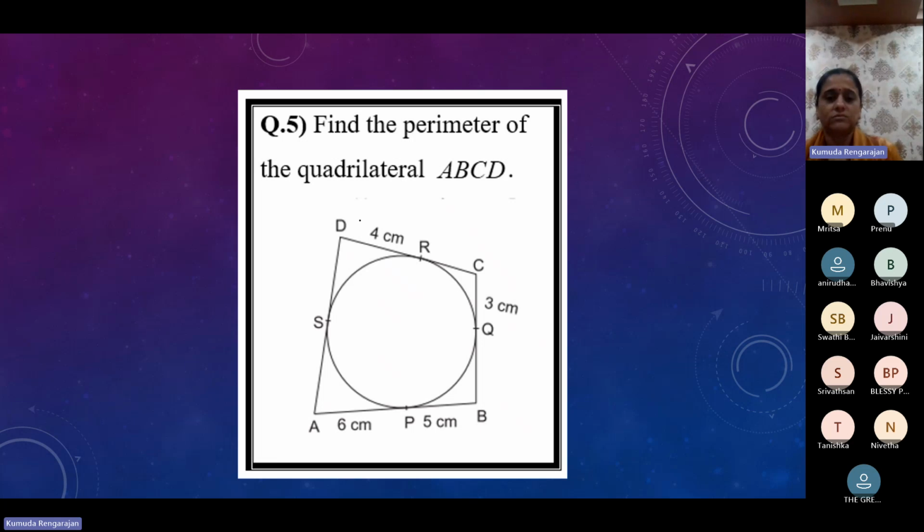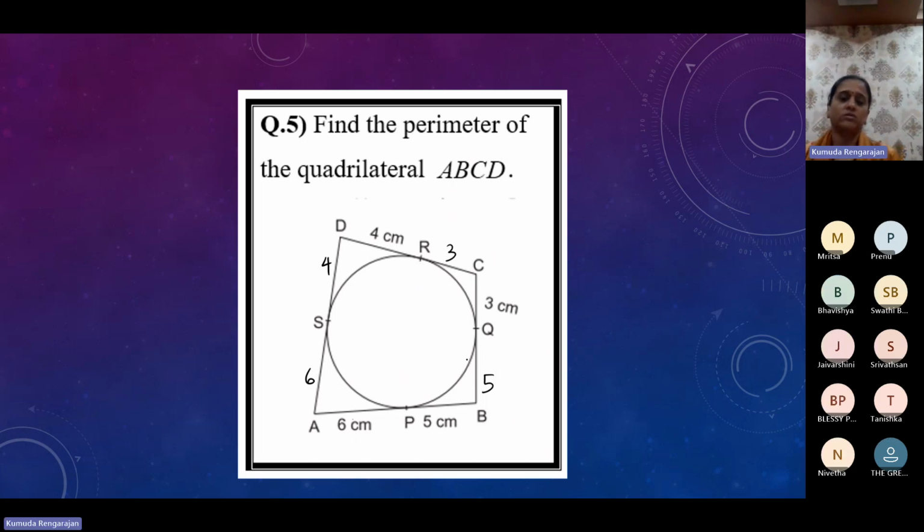Find the perimeter. So this is 4, this is 4, this is 6, this is 6, 5, 5, 3, 3. Now find the perimeter. You know all the sides, find the perimeter. This side is 11, this side is 8, this one is 7, this one is 10. So add all the 4 sides to get the perimeter.